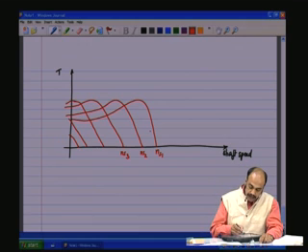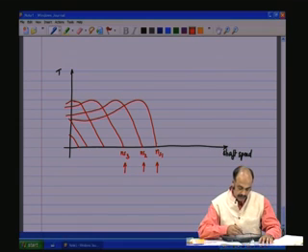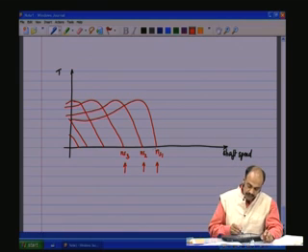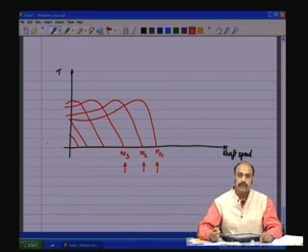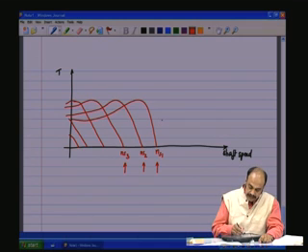So the torque speed characteristic at different synchronous frequencies: if the stator frequency is just 50 Hertz, then this is the only torque speed characteristic. But if the stator frequency changes, then we can have a series of torque speed characteristics, a family of curves as the frequency decreases.